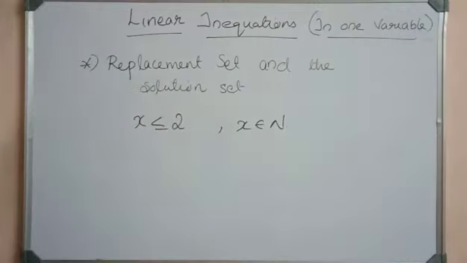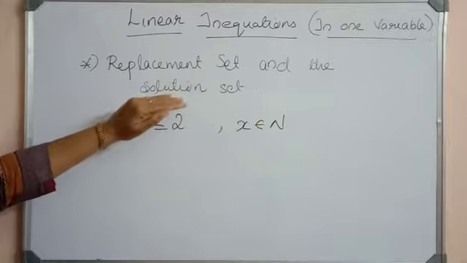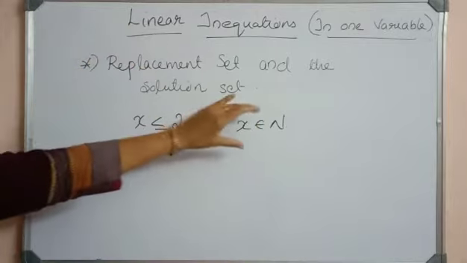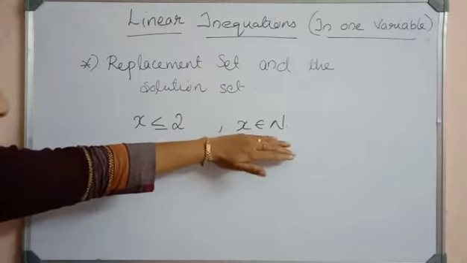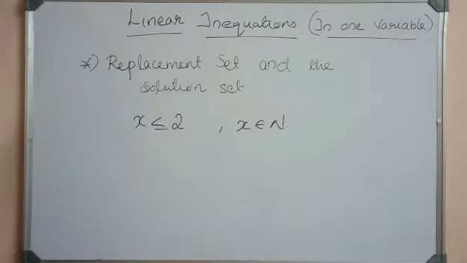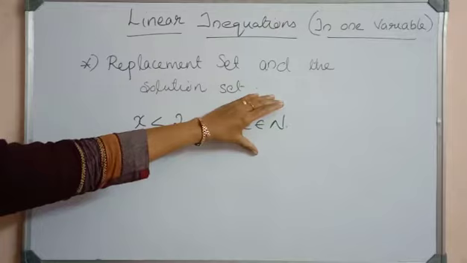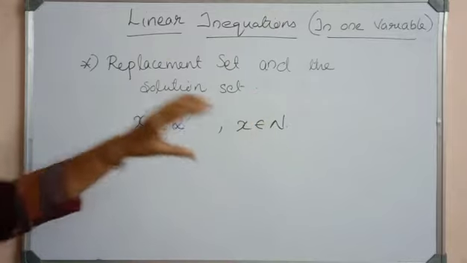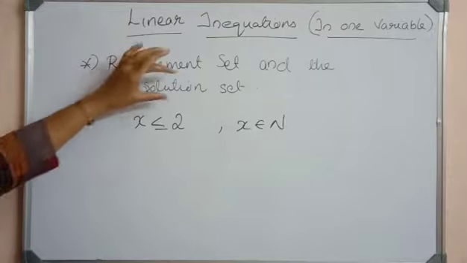The set from which the value of the variable x is chosen is called the replacement set. So the set from which we are selecting the values of x is the replacement set. Here it is given that x belongs to N, so we can say that the replacement set is the set of natural numbers. And the subset whose elements satisfy the given equation is called the solution set. The solution set is a subset of the set of natural numbers, and the values of x for which this particular inequation is satisfied are called the solution set.